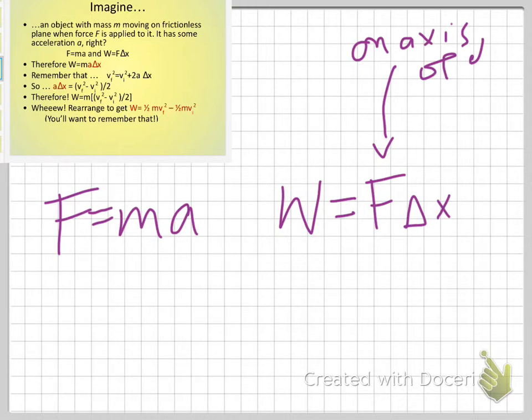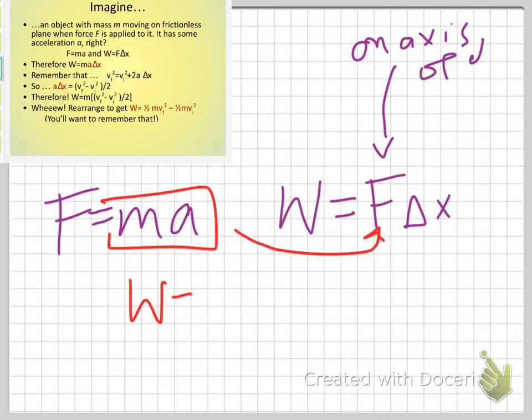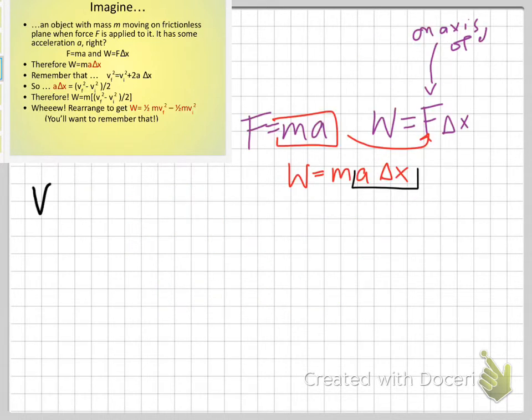So we can do a substitution and put this ma in here. So now we have work equals mass acceleration delta x. Cool. And note this, a delta x. I'm going to shrink that. So you might recall that Vf squared equals Vi squared plus 2a delta x.